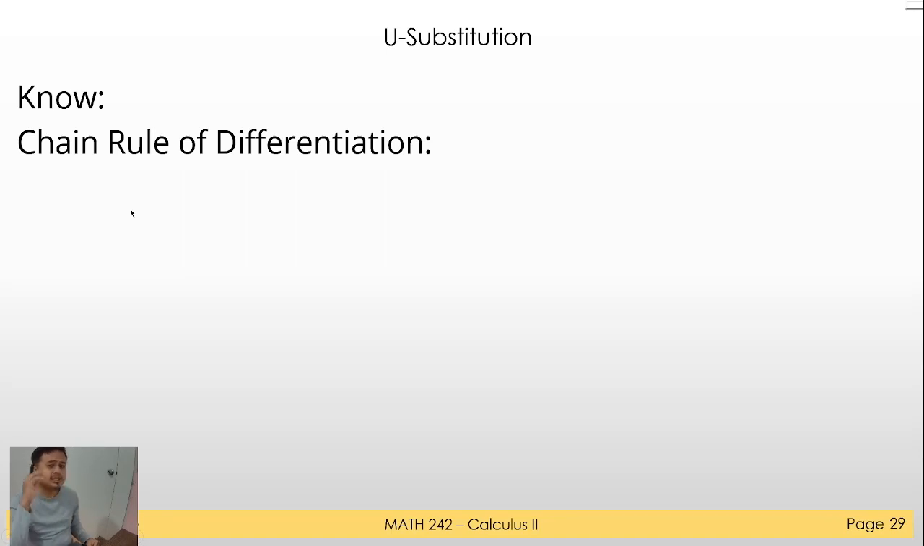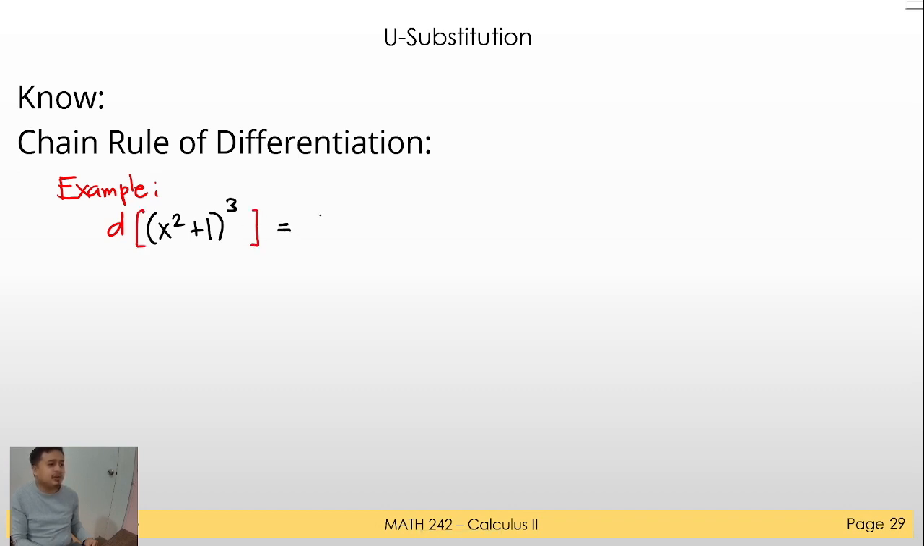Okay, so let's add the chain rule of differentiation as well. If you could remember, guys, let's have an arbitrary function, say (x squared plus 1) cubed. Let's say we want to find the derivative of (x squared plus 1) cubed.